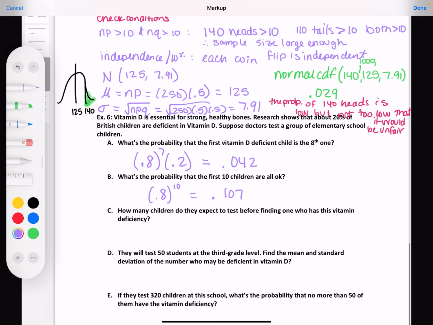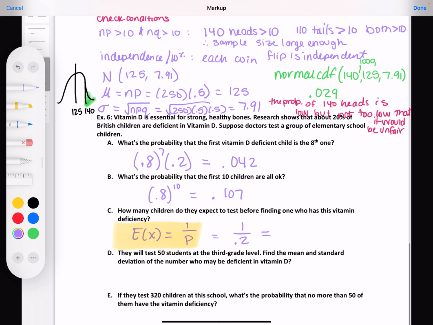All right, the next one's one we haven't done as much with. How many children do they expect to test before finding one who has this vitamin deficiency? Supposed to find the average. So we do the expected value, and that's equal to 1 over P. You might want to highlight this formula and make sure that you know that. So 1 over P means 1 over the probability of success, which here is a deficiency, so that's 1 over 0.2. Oh yeah, we did do this yesterday.